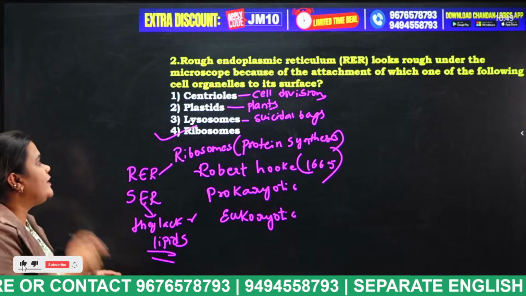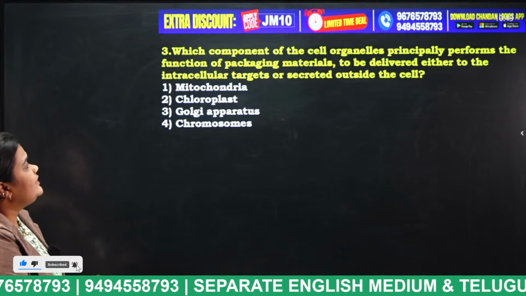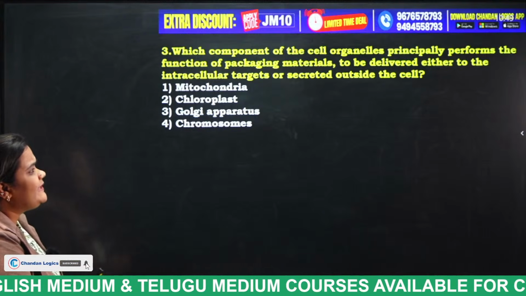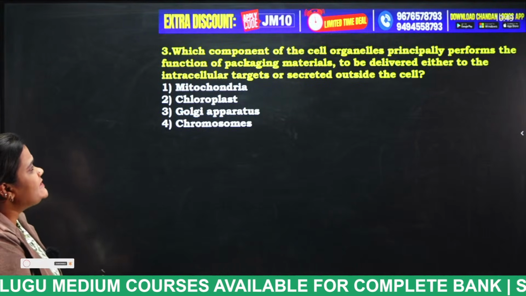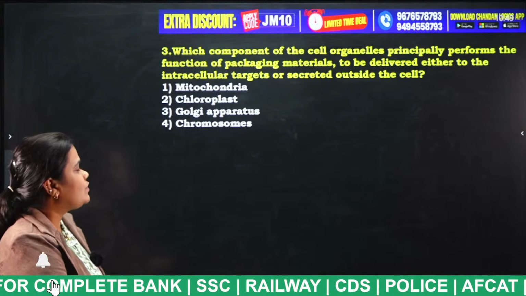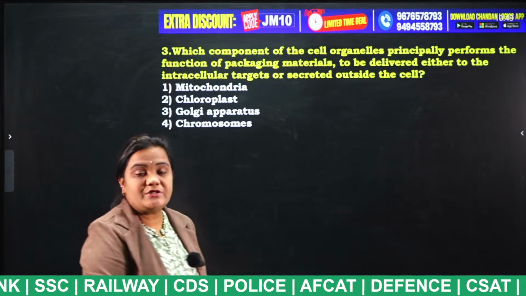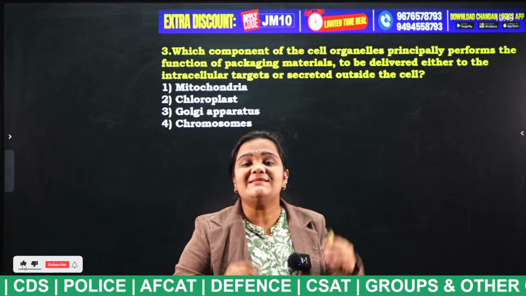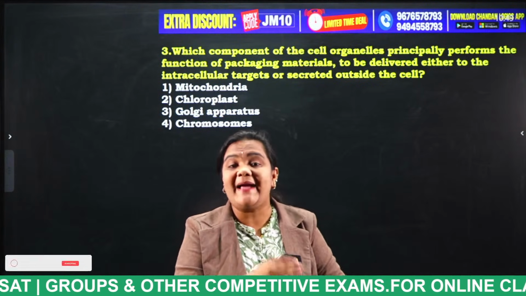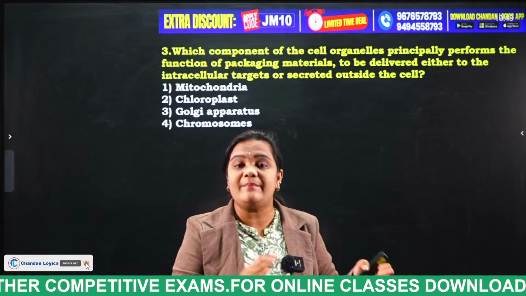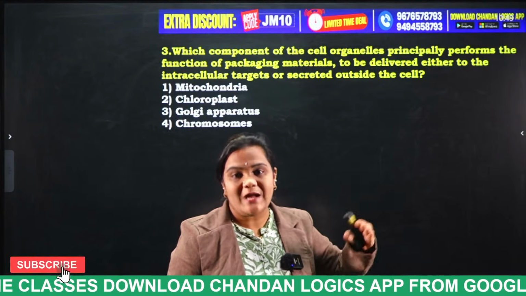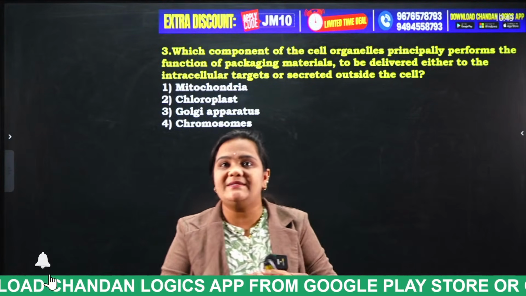So next question I am going to display. Which component of the cell organelle principally performs the function of packaging materials to be delivered either to intracellular targets or secreted outside the cell? Mitochondria, chloroplast, Golgi apparatus, chromosomes. Now tell me what is the answer for this question. So the question is about an organelle that will modify, package, and sometimes store the lipids and proteins which were synthesized by rough endoplasmic reticulum and smooth endoplasmic reticulum. So what is that? Very good.